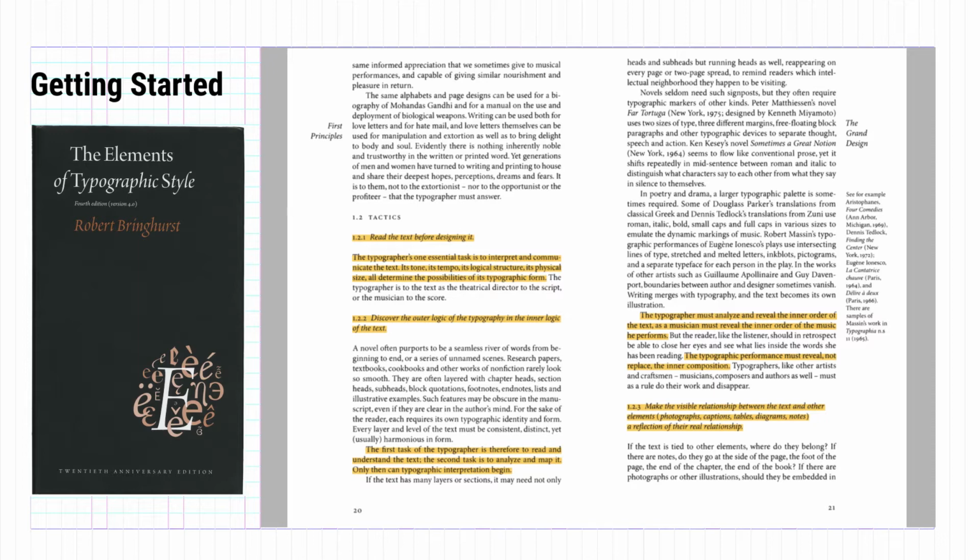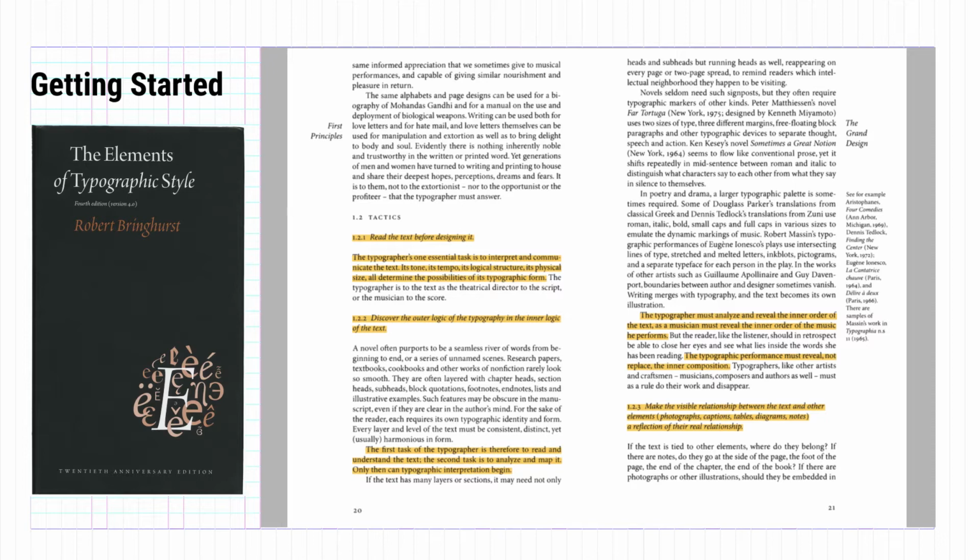However, if you are making a catalog, you may need many levels of typography to complement the image, describe the products, purchasing specifics, etc. So the typographer must analyze and reveal the inner order of the text, as a musician must reveal the inner order of the music they perform. The typographic performance must reveal, not replace, the inner composition.